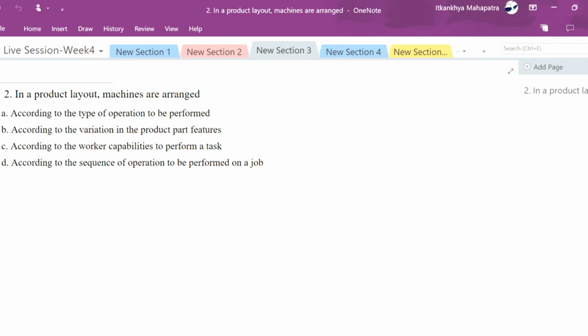As discussed just now, in the product layout, the facilities are arranged according to the sequence in which operations are to be performed for the product to be manufactured. The correct option is according to the sequence of operation to be performed on a job. Moving to the next question.